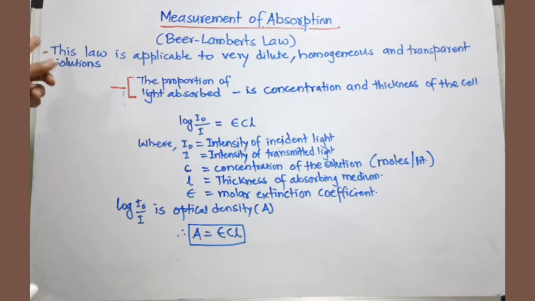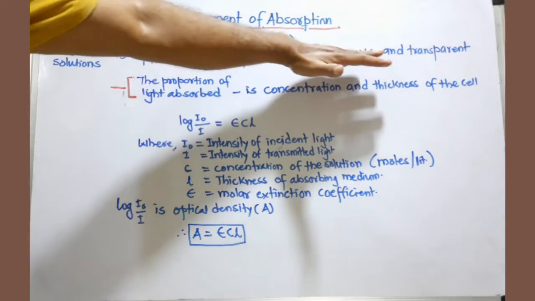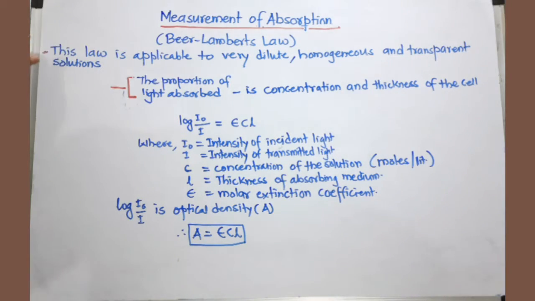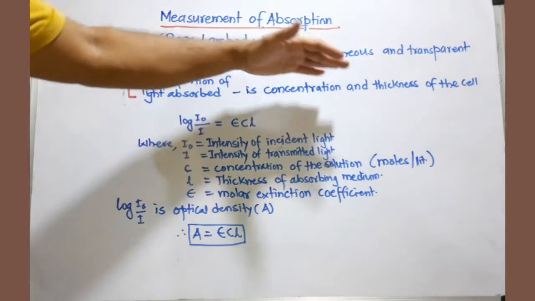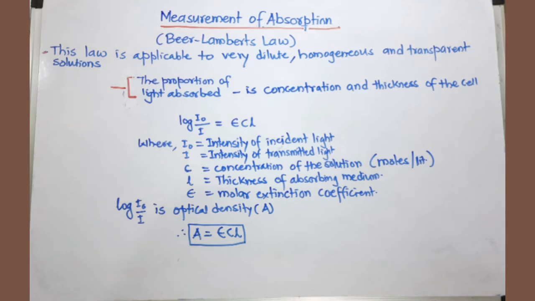Now, first of all, this law is applicable to very dilute solutions. The solution should be homogeneous and it should be transparent. If these three conditions are satisfied, then only we can apply the Beer-Lambert law.